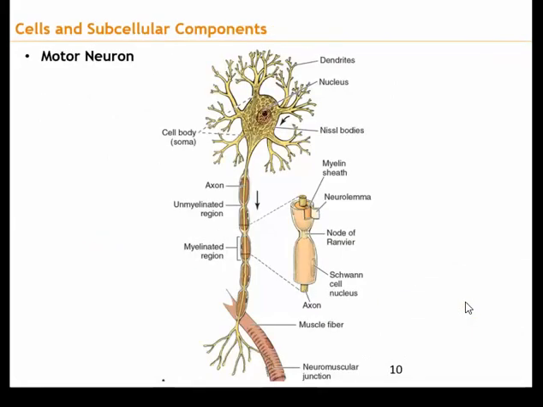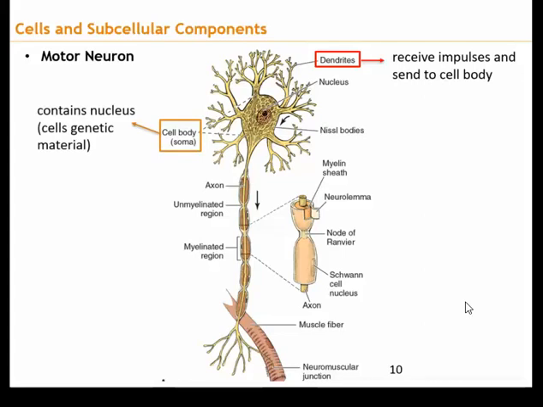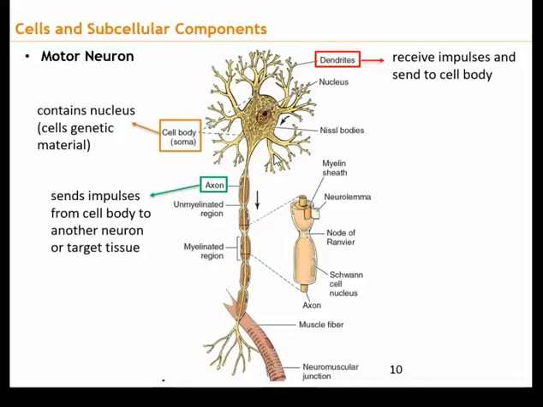All right, but going a little bit deeper into the structure of a motor neuron, we already talked about the dendrites, which receive impulses and send it to the cell body, or the soma, which contains its genetic material. And then this picture doesn't show it, but the axon hillock is right here. It's going to gather that information and send it down the axon. So it sends it all the way down to a target tissue.